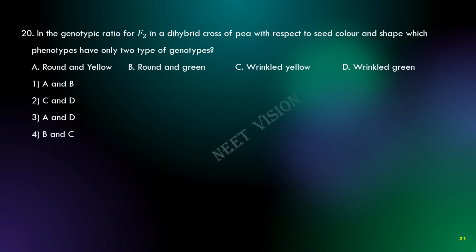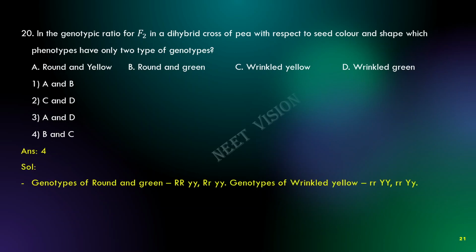Next question. In the genotypic ratio of F2 in a dihybrid cross with respect to seed color and shape, which phenotypes have only two types of genotypes? So, double dominant phenotype, four types of genotypes. Double recessive, only one genotype. Whereas the recombinants, round and green, wrinkled and yellow, have two types of genotypes. So B and C have two types of genotypes. Both options must be the correct ones.